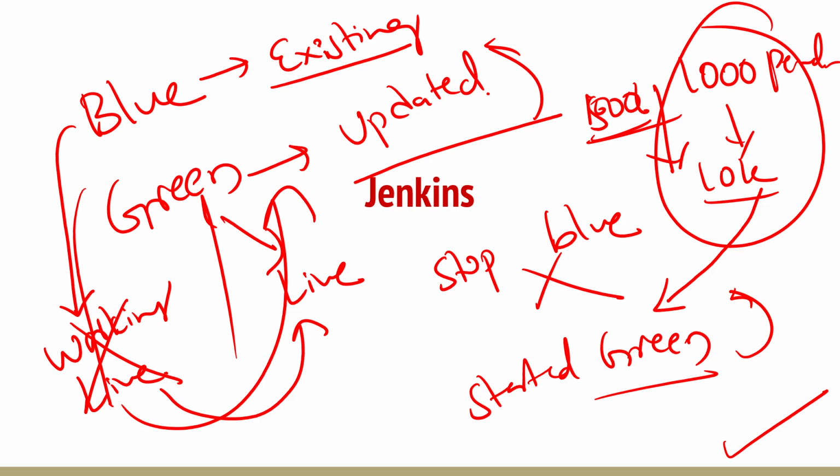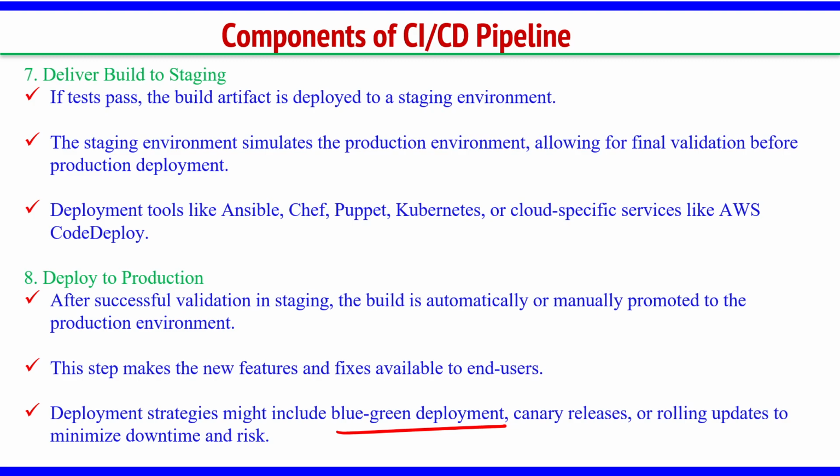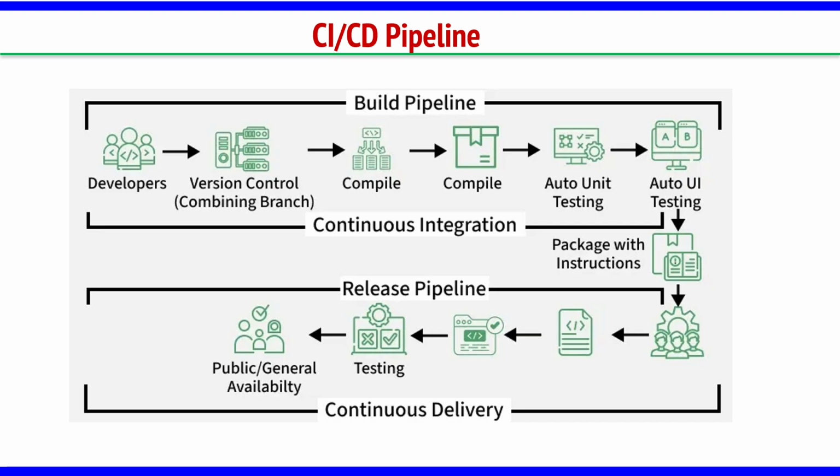So we may use either the blue green strategy for deployment, or rolling updates, to minimize downtime and risk. So these are a few important components of a CI/CD pipeline. Basically, we understood the pipeline, how it is happening, and at each phase what we are trying to do. So this is about the CI/CD pipeline. The CI/CD concept and the CI/CD pipeline are both different. The concept tells how to do it, the pipeline is the actual process where the automation happens.